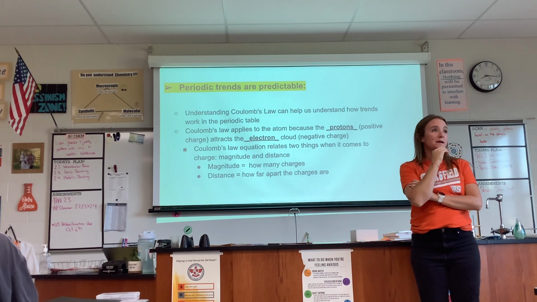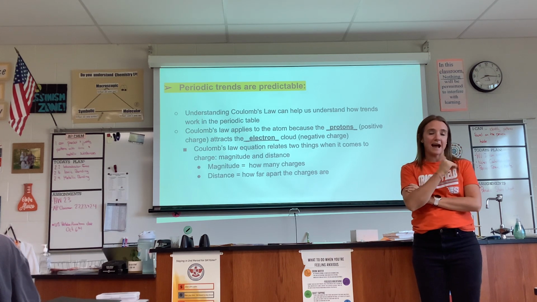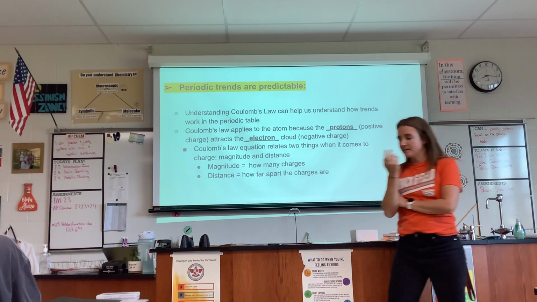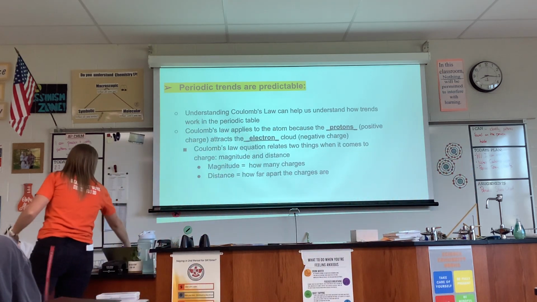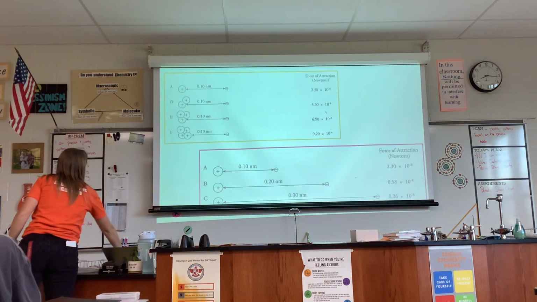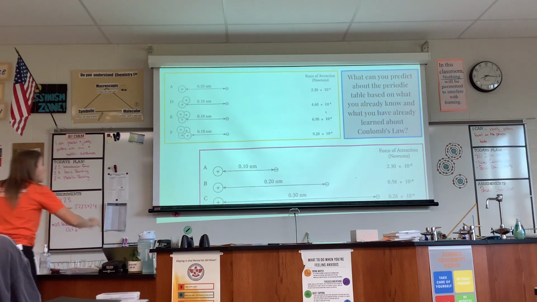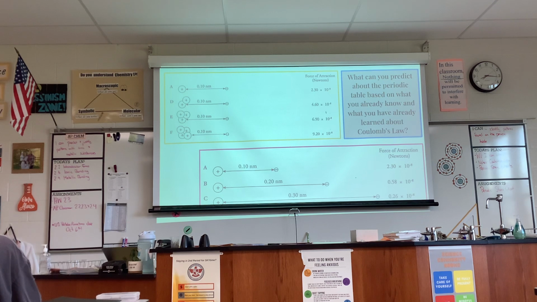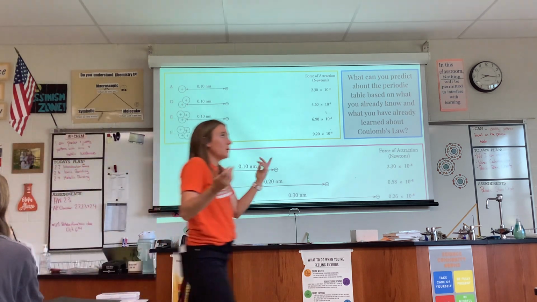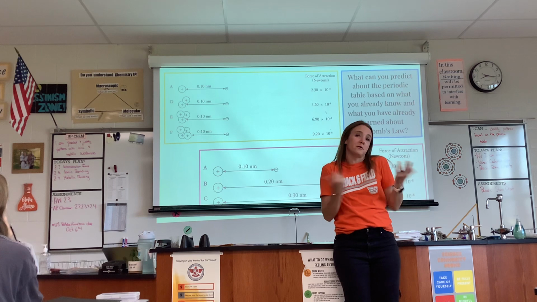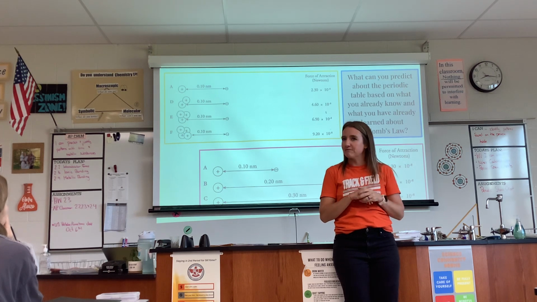So based on what we learned last time with Coulombic attraction, what this question says, I'll put it up here. Oh, maybe it doesn't show you the question. Oh, there it is. What can you predict about the periodic table based on what you have already learned about Coulomb's law? Or if I were to rephrase the question, can you tell me which element on the whole periodic table would have the most attraction and which one would have the least?